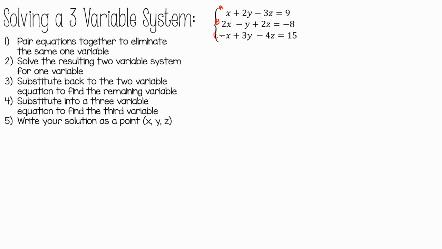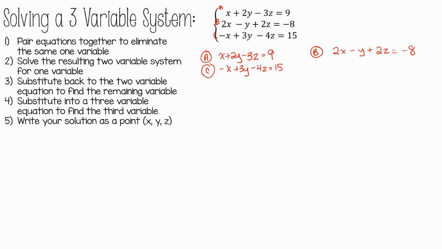So if I look, A and C automatically will get rid of x. So if I put A and C equations together, I have x plus 2y minus 3z equals 9, and I have negative x plus 3y minus 4z equals 15. The equation I haven't used is B, so I'm going to set that up over here. I have 2x minus y plus 2z equals negative 8. Make sure you're copying it correctly. If you rush too quickly, it's easy to make a little mistake, and then it ruins everything.